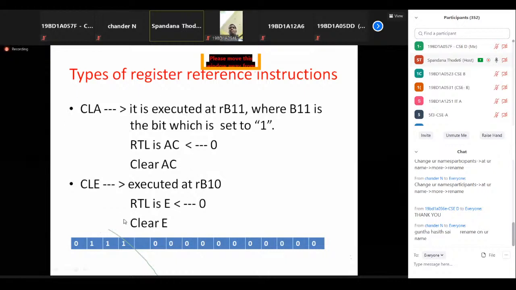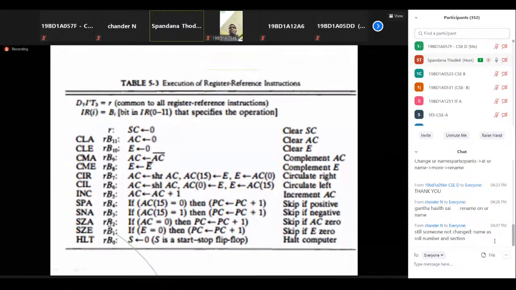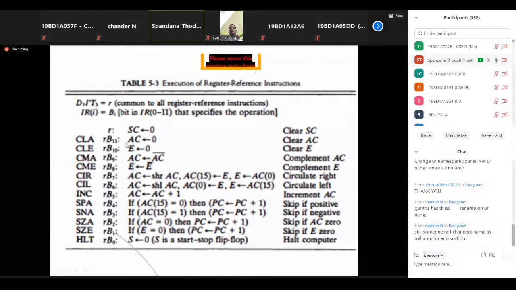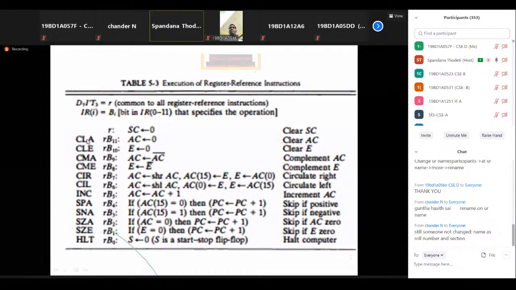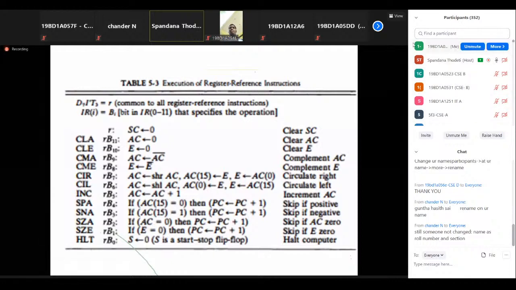Now see one by one. These are the instructions executed, the different register reference instructions. These are the operations, and this is the timing cycle or the bit values. This represents the bit values in the instruction register. This represents the register transfer language for a particular operation. This is just the explanation, right? So in this table, which bit values are set to 1 to become a register reference instruction, what type of operation it is, and the corresponding register transfer language is defined.